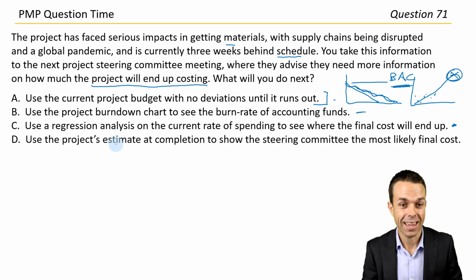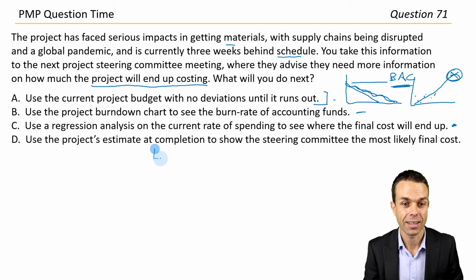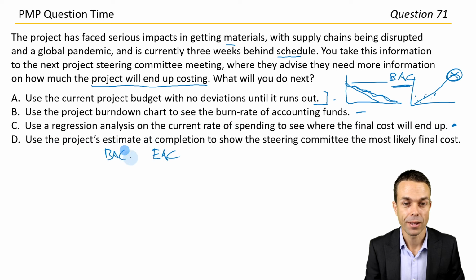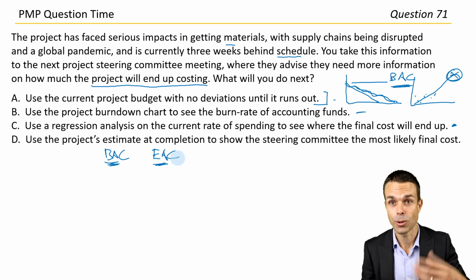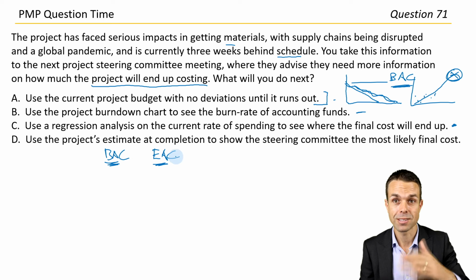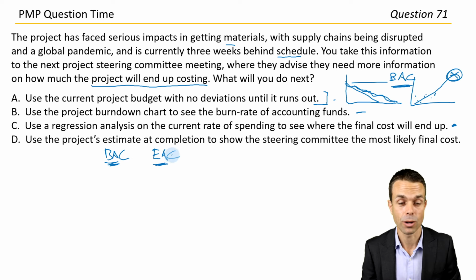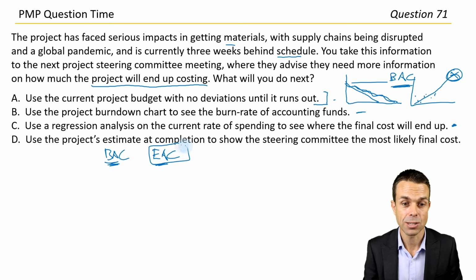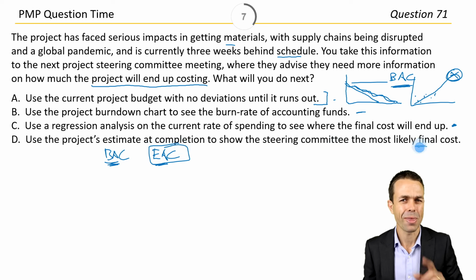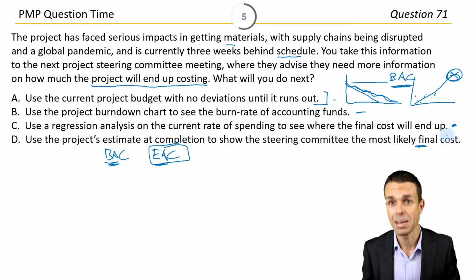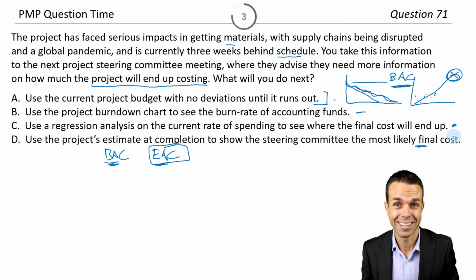Use the project's estimate at completion, so EAC. There we go. So you've got your budget at completion, which is what we thought initially the budget would cost, and the estimate at completion is once we've been going, is there a variance? Are we lower or higher than we thought we were going to be? That ends up as our estimate at completion to show the steering committee the most likely final cost. I think that's probably going to be our one, even just by a process of elimination actually. So let's go with answer D.